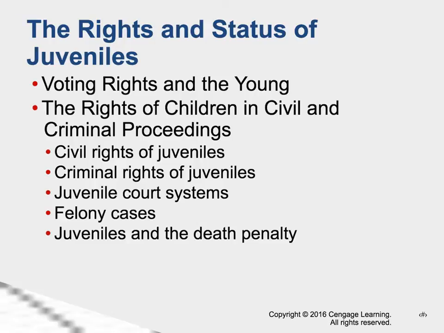Finally, we'll talk about the rights and status of juveniles. Children have few rights and protections, in part because it is presumed that their parents protect them. The 26th Amendment grants the right to vote to those ages 18 or older. Even after the 26th Amendment, though, we haven't seen the voting population of young people increase at the rate that people would like to see it go.